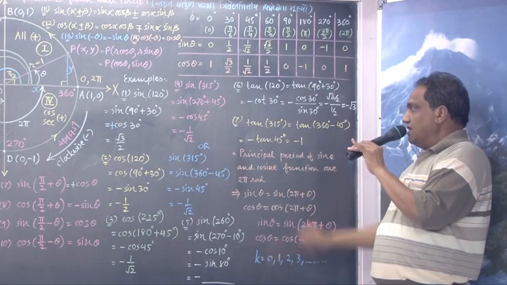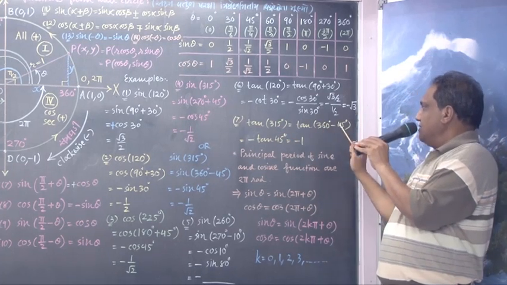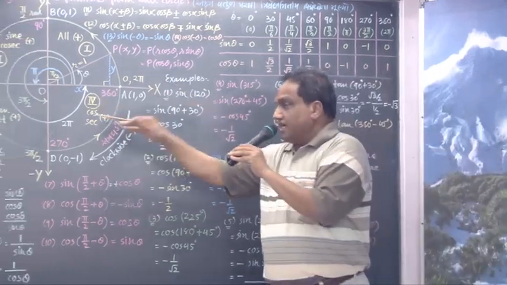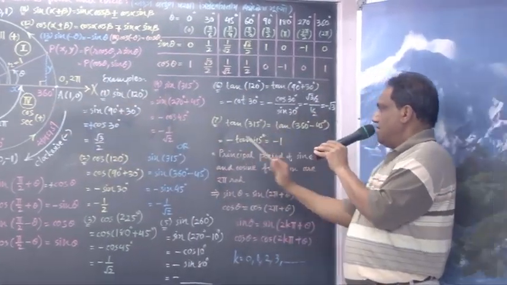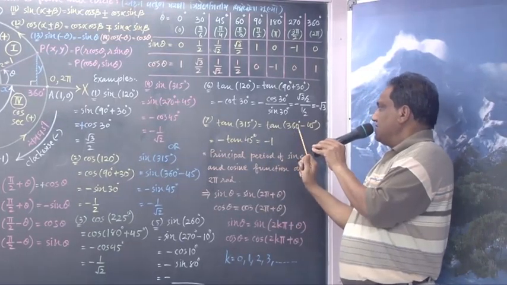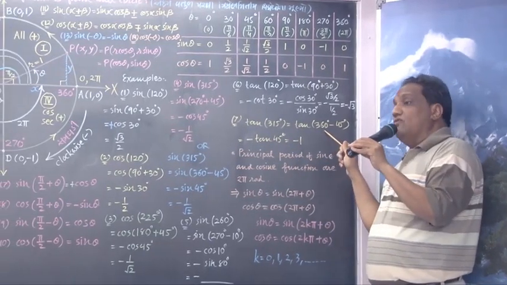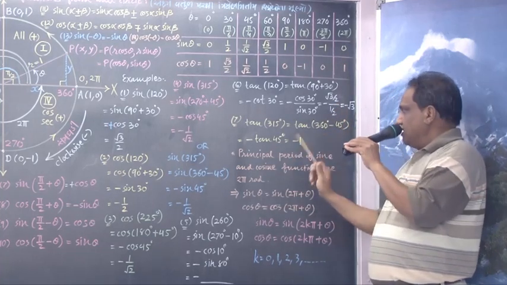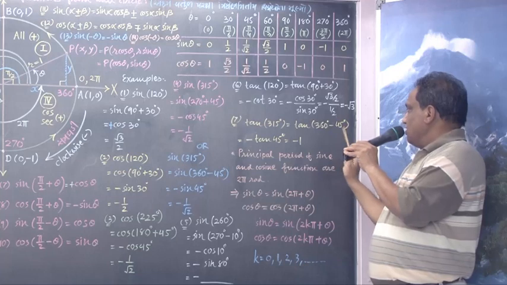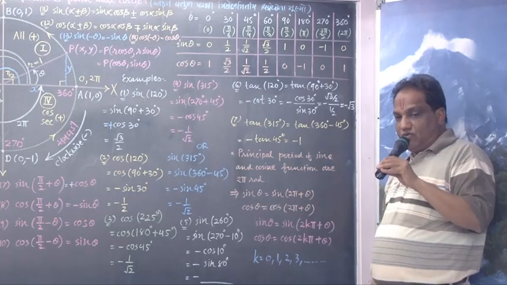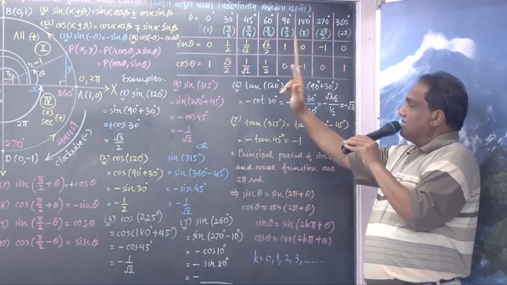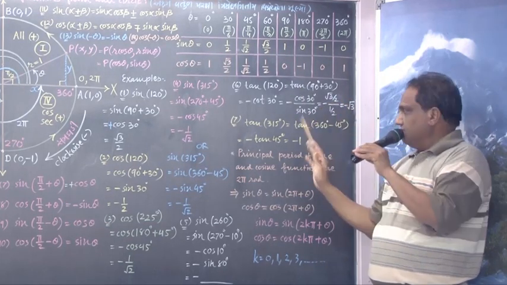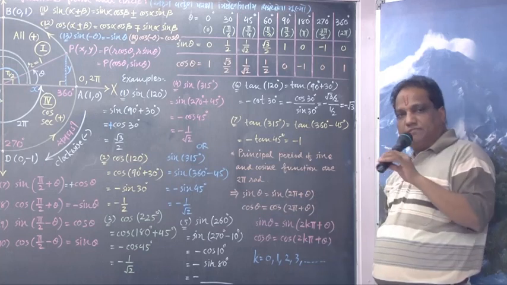Tangent of 315 degrees. Suppose I write 360 minus 45. In the fourth quadrant the tangent function is negative, so I should write minus. Come on, 360 means what? 90 times 4, an even number, so I should not change the function. Tangent as it is. Tangent of 45. Don't you know tan 45? It is 1, because it is sin 45 upon cos 45, 1 upon root 2 upon 1 upon root 2, that is 1. So it is ultimately minus 1.